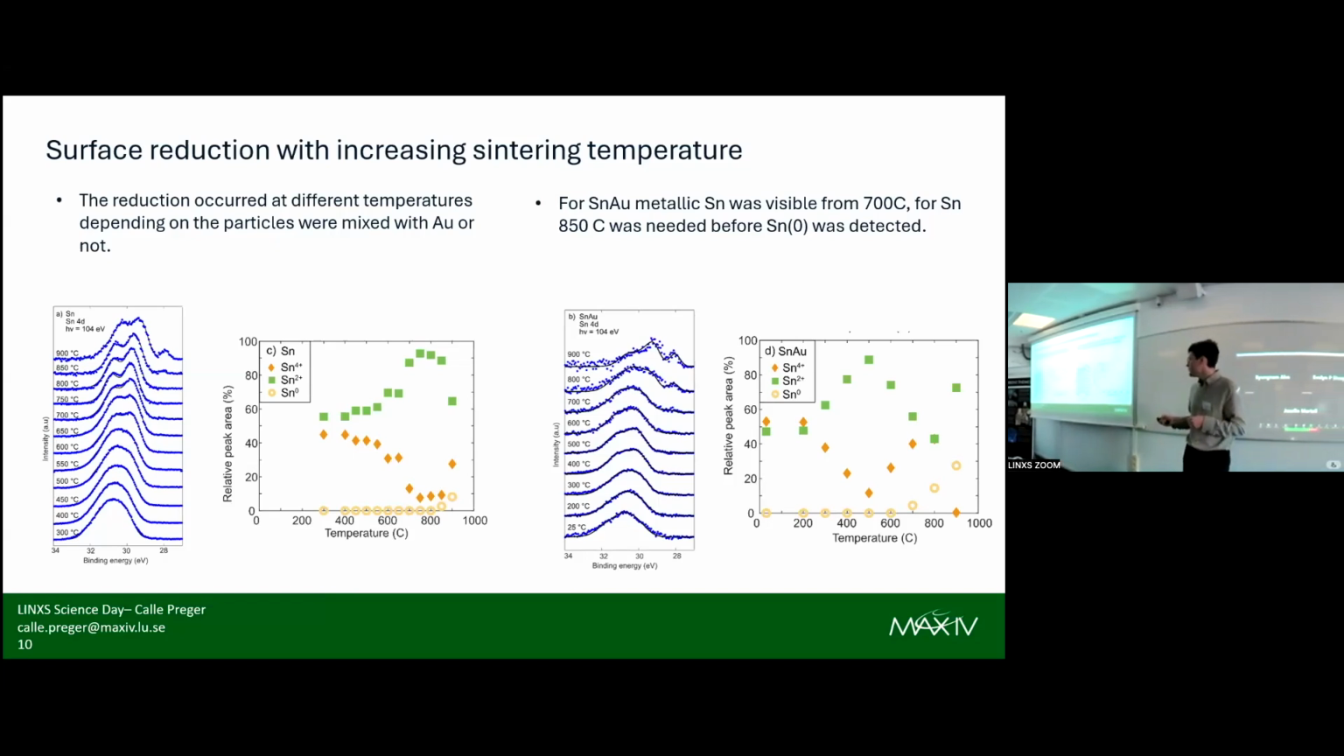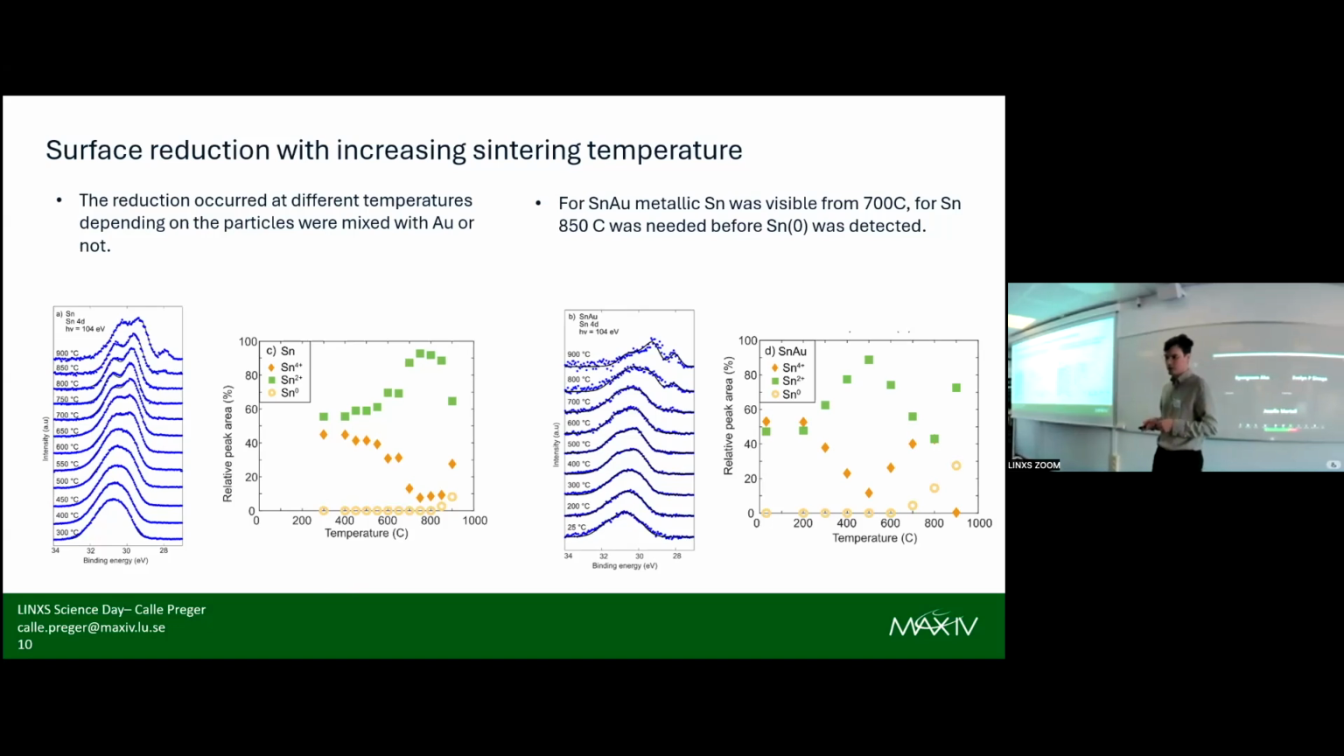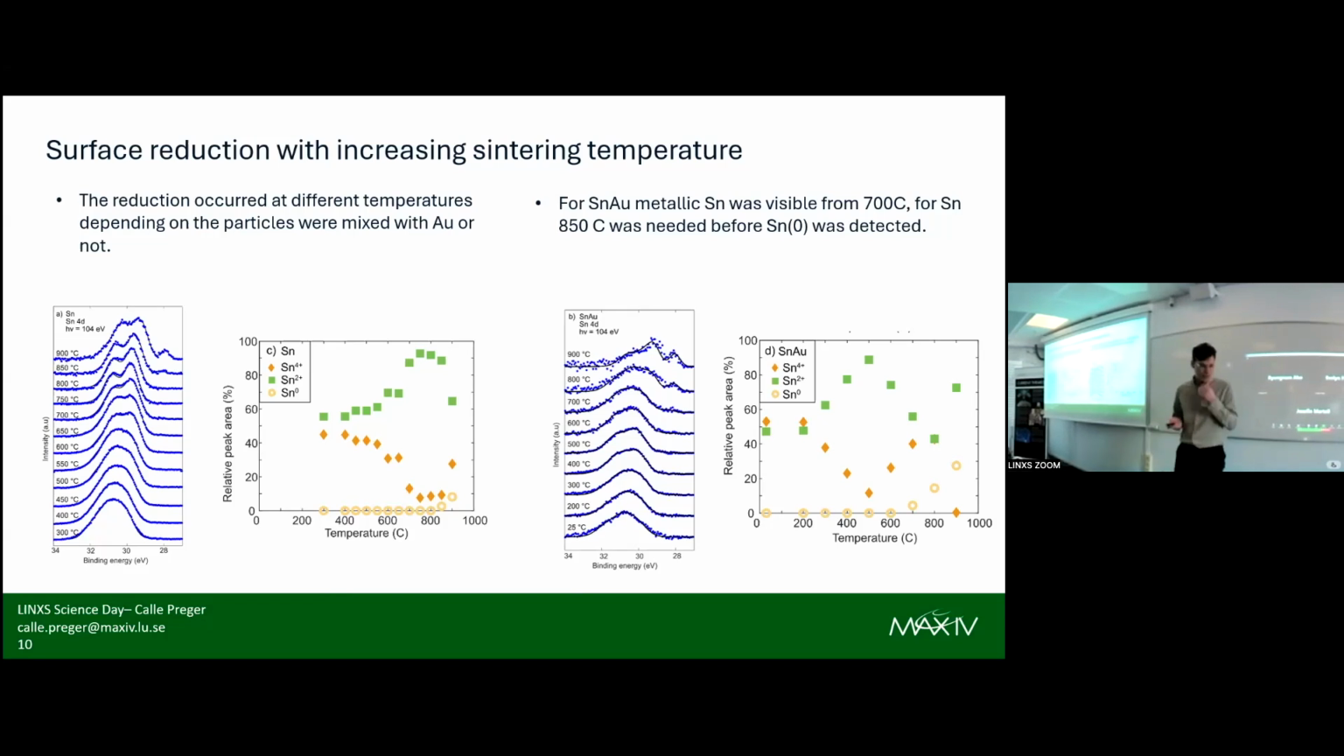The same trend we can see with the tin-gold. We have a local maximum in the Sn2+, and then it drops at the same time as we start to see the metallic tin on the surface. And the local maximum for the tin is at about 700 degrees, but it happens at about 500 degrees for tin-gold. So the gold in this alloy helps in the reduction, we guess, and we can see the reduction at a lower temperature than for the pure tin case.